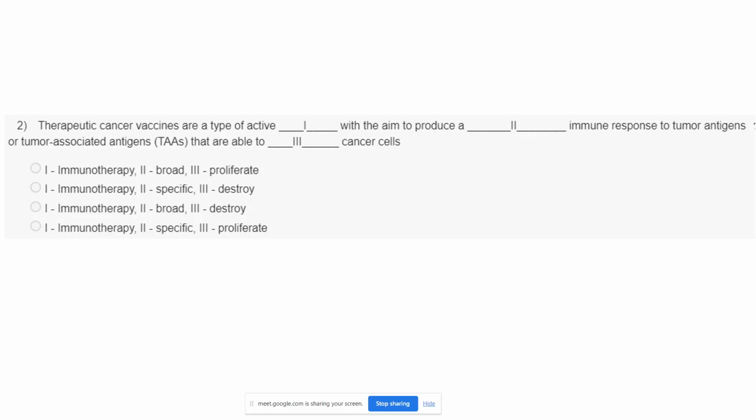This is the second question. Therapeutic cancer vaccines are a type of active dash with the aim to produce a dash immune response to tumor antigens or tumor-associated antigens that are able to dash cancer cells. Anybody would like to answer?